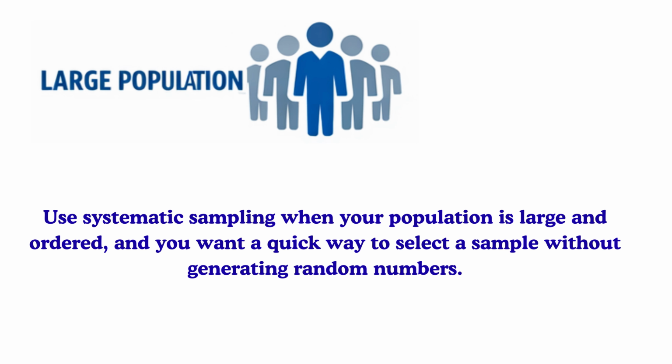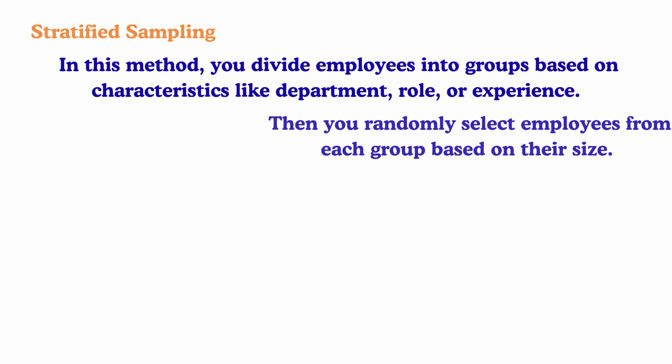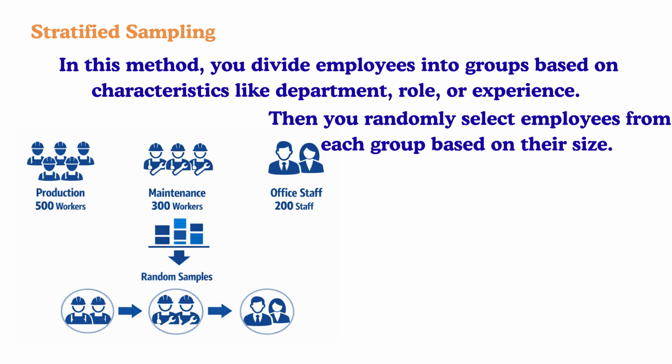Use systematic sampling when your population is large and ordered, and you want a quick way to select a sample without generating random numbers. Stratified sampling. In this method, you divide employees into groups based on characteristics like department, role, or experience. Then you randomly select employees from each group based on their size. For example, if the factory has 500 production workers, 300 maintenance workers, and 200 administrative staff, you take a proportional number from each department to match their size in the population.